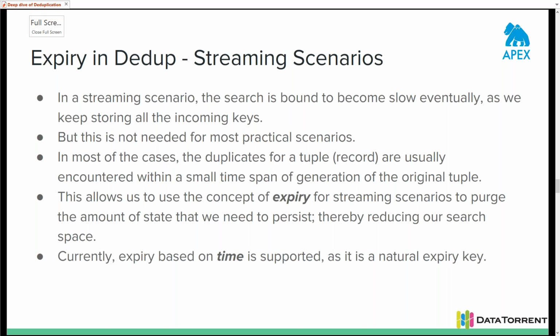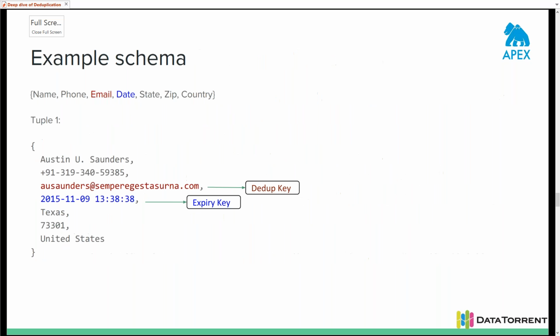Okay. So currently we support time as an expiry key, since it's a very natural thing to expire on time. Right? So here's an example schema. Let's say we have a tuple or a record which has the following schema: the name, phone, email, date, state, zip, and country. Let's say we consider email as the primary key of this schema, and we consider time or the date field here as the expiry key. So your email becomes the dedup key, and the time or the date field becomes your expiry key.